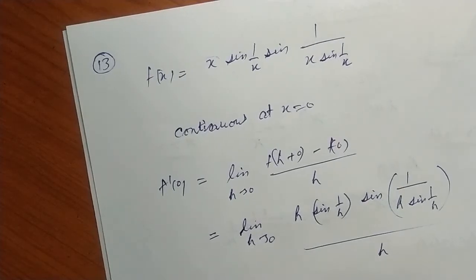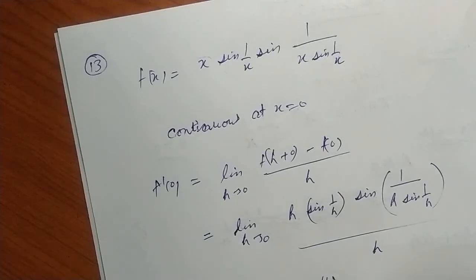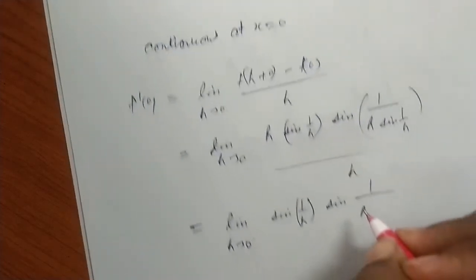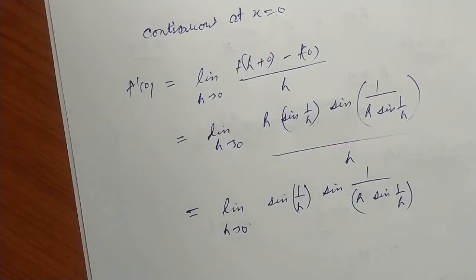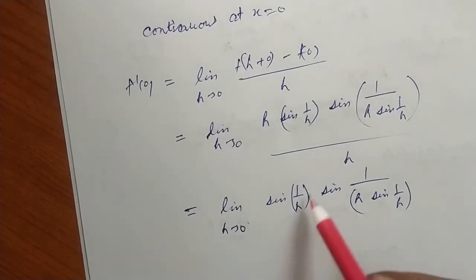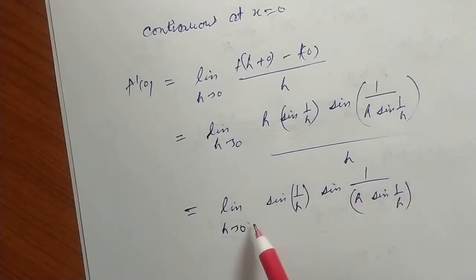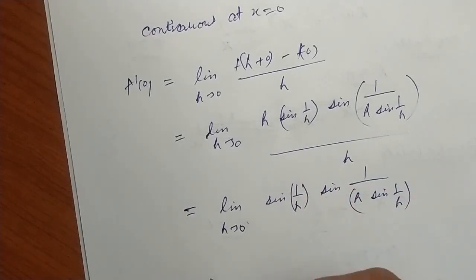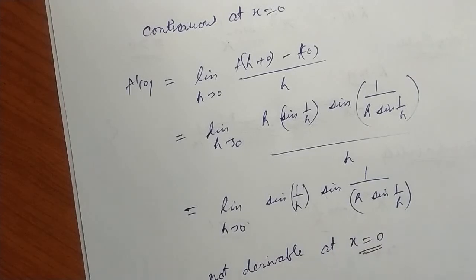Okay, this is equal to limit h tends to 0 of sine 1 by h. This is somewhere between -1 and 1. So the limit for this does not exist, hence the function is not derivable at x is equal to 0. Similarly, we can check at x is equal to 1 upon n pi.